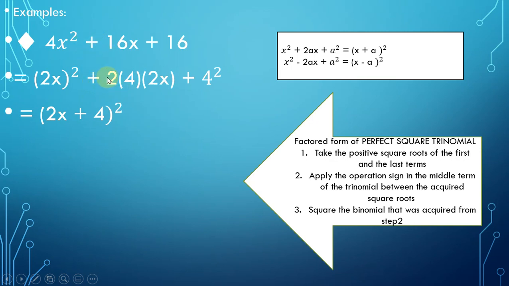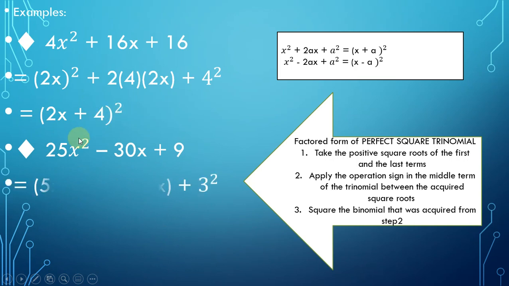And then twice the product of the first term and the last term. So we have 2 times 4 times 2x. And then we will now apply the square of a binomial. So the square of a binomial of the first term and the last term. So we have 2x plus 4 squared.